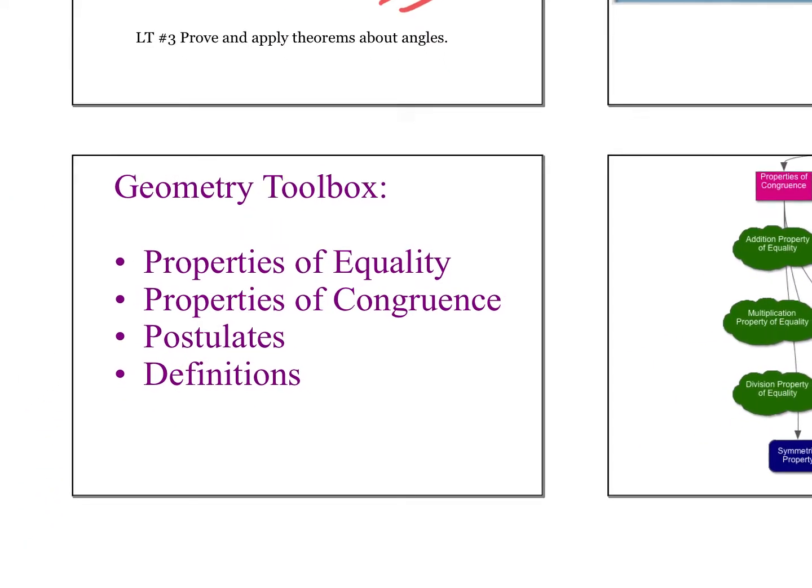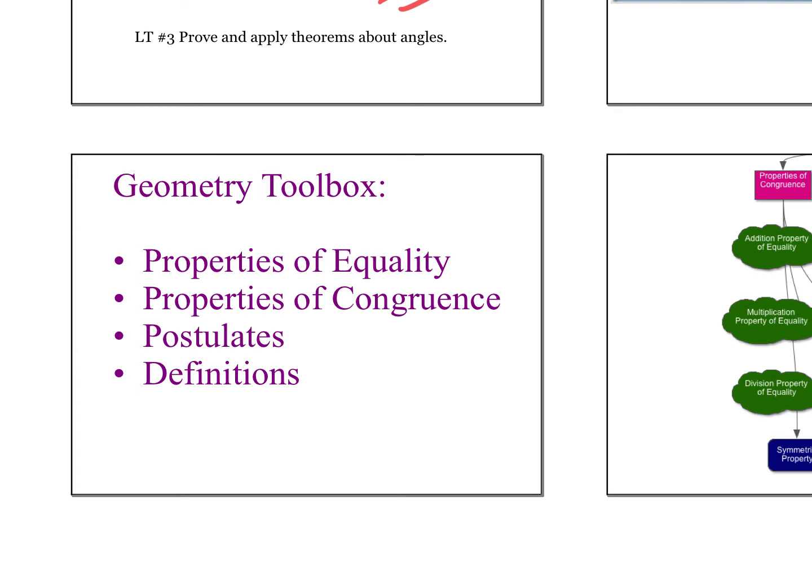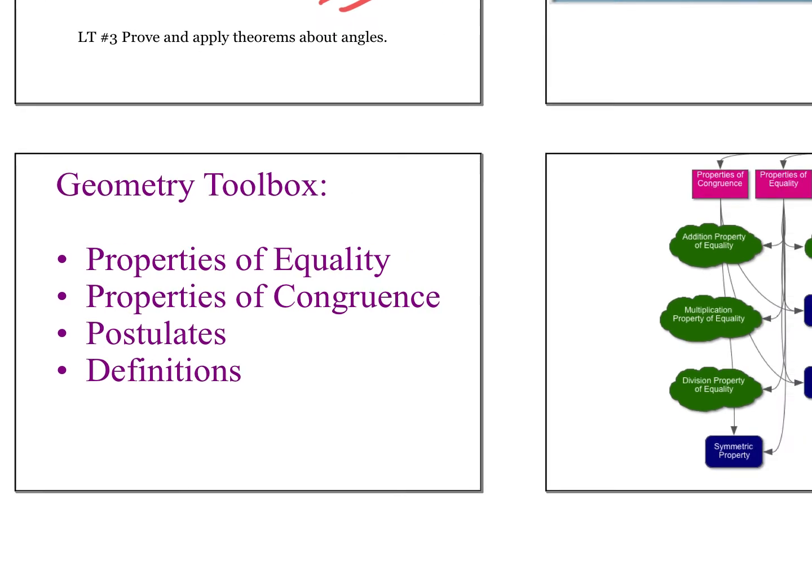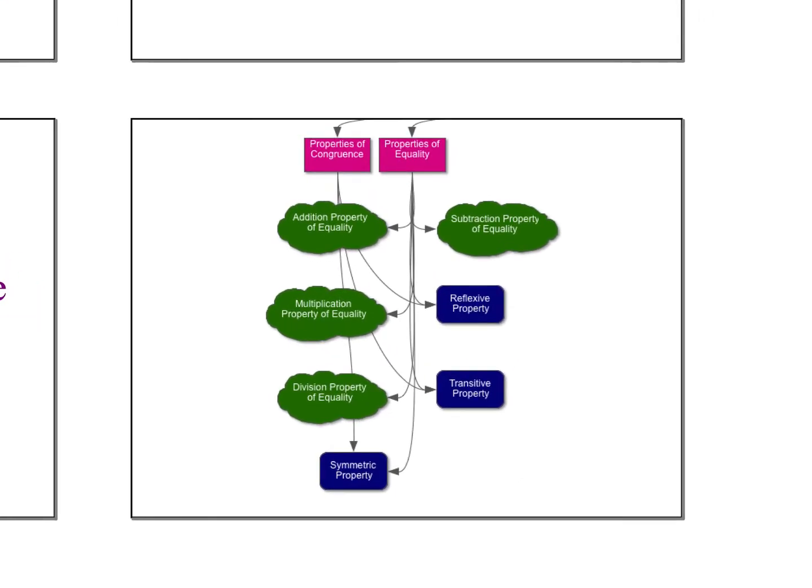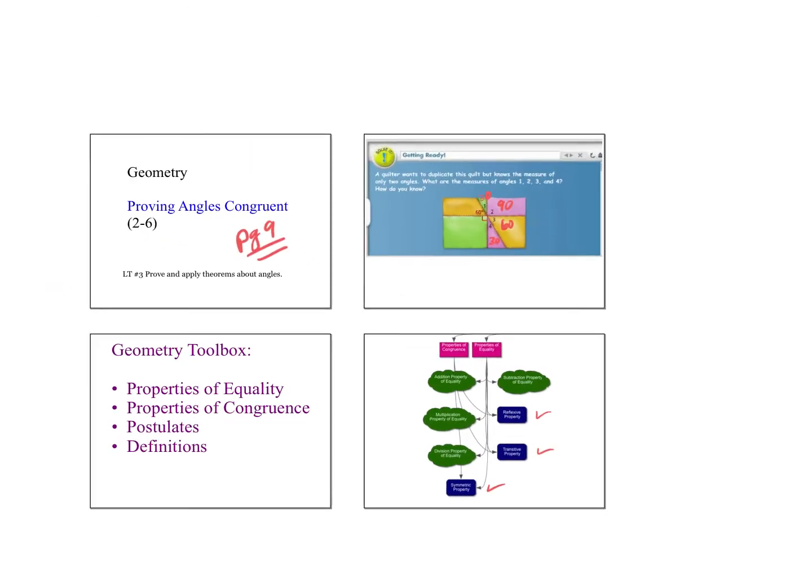We're also going to be using properties of equality, properties of congruence, postulates, and definitions. So we have the addition property of equality. There's also an addition property of congruence, multiplication property, division, subtraction. We also know the reflexive, transitive, and symmetric. I'm just highlighting different properties that we already know.